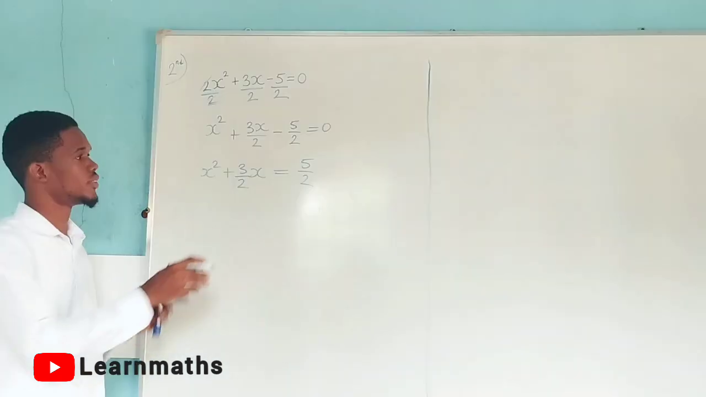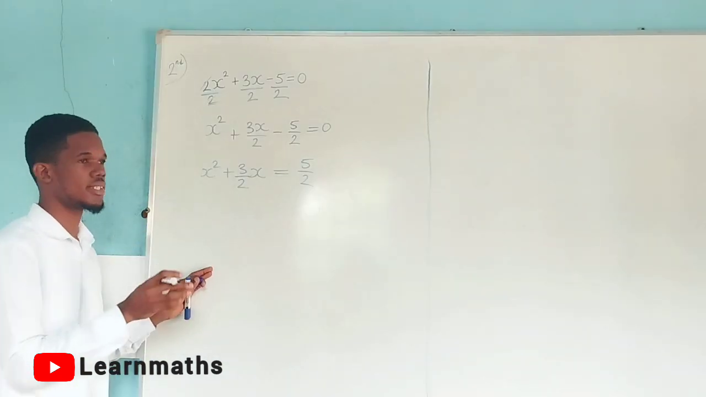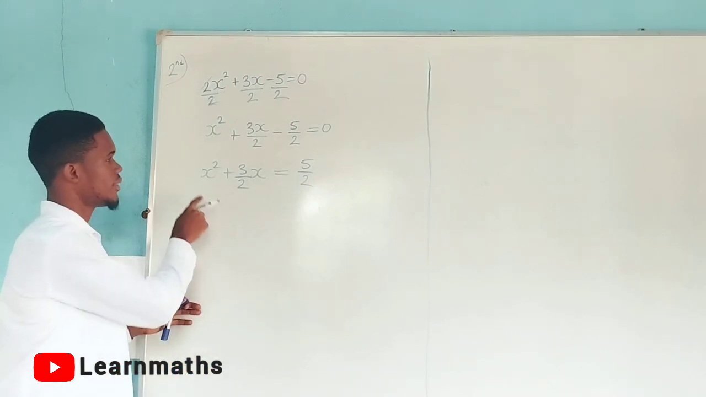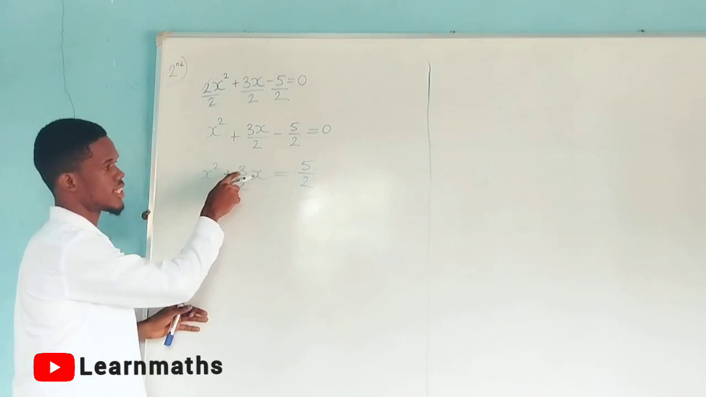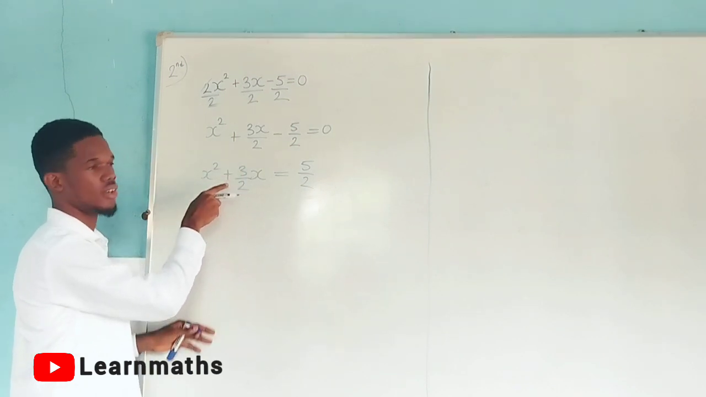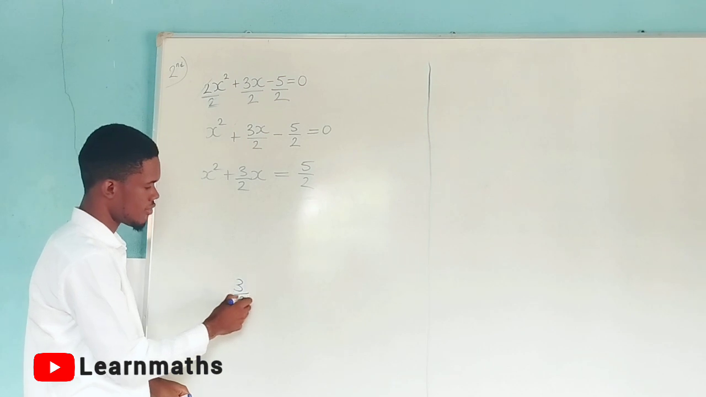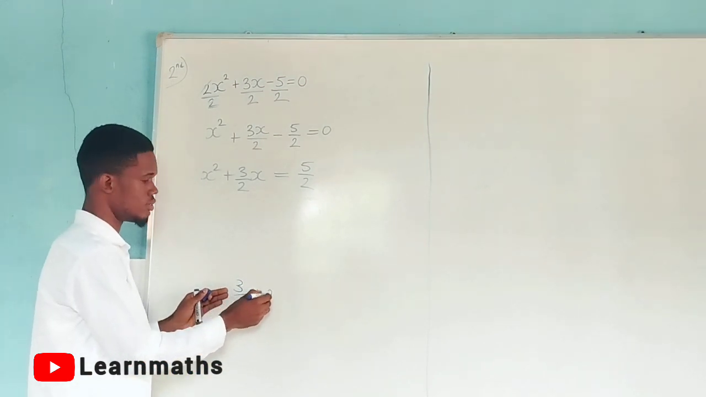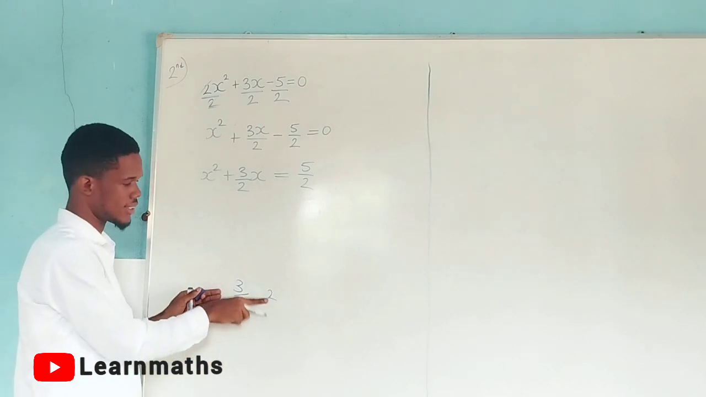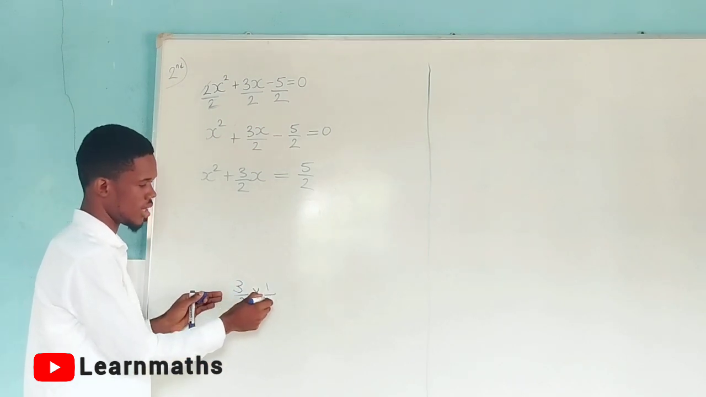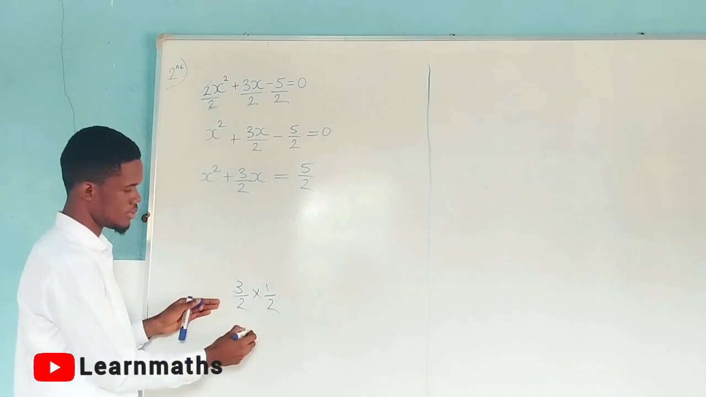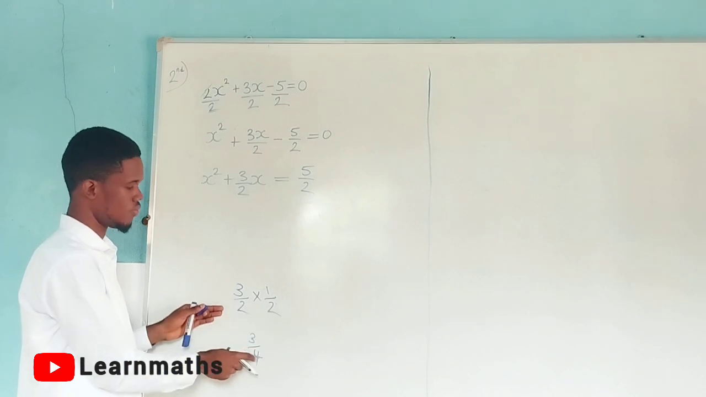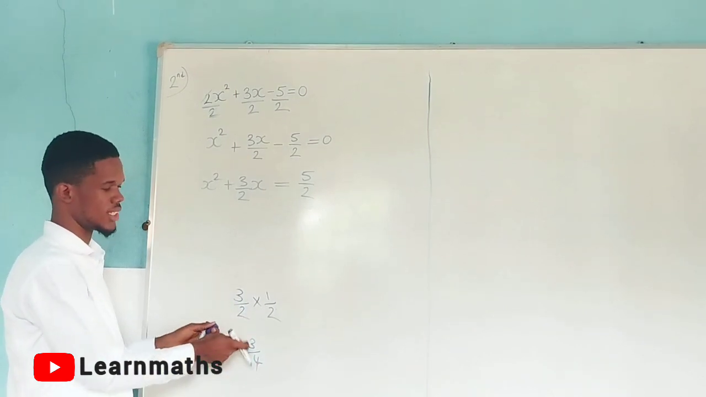It was negative over here, but when you send the 5 over 2 over the equal to sign, it becomes positive 5 over 2. So after this step, the next step is adding to both sides half the coefficient of x. Now what is the coefficient of x there? It is 3 over 2, right? Half of 3 over 2 is going to be 3 over 2 divided by 2, which you can rewrite as 3 over 2 times 1 over 2, which is going to be 3 over 4. 3 times 1, 3, 2 times 2, 4.